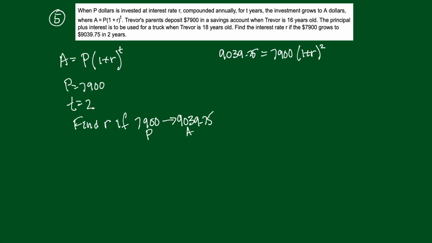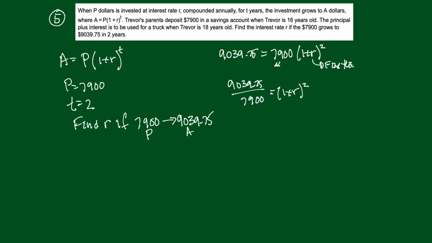And we're trying to find R, right? Find this. So how about first up, we divide by the 7,900. So how about 9039.75 divided by 7,900? This is equal to 1 plus R squared.